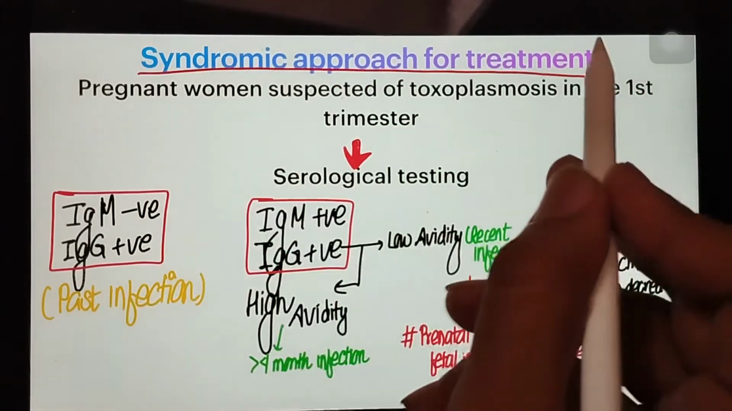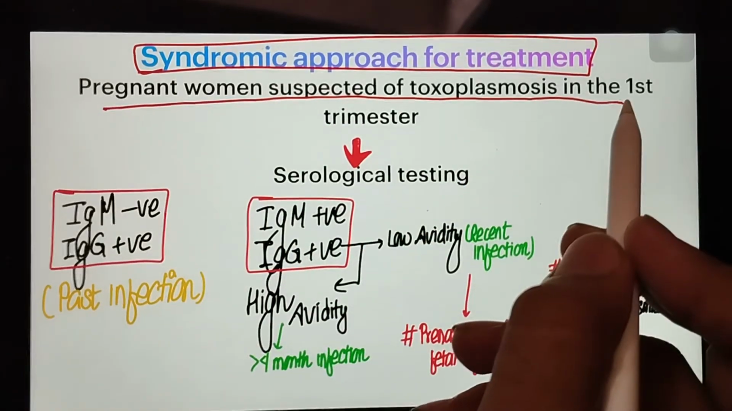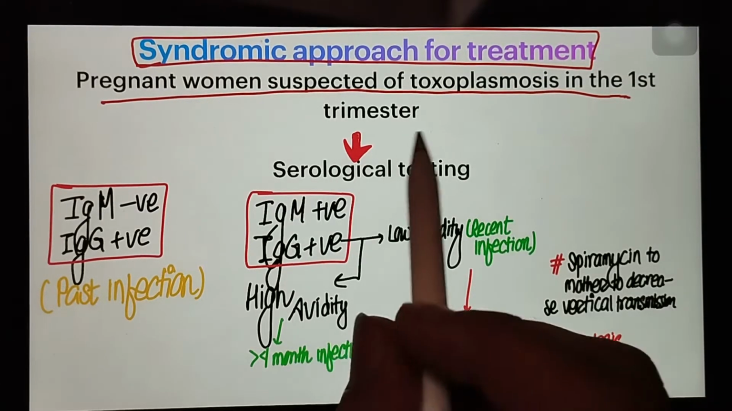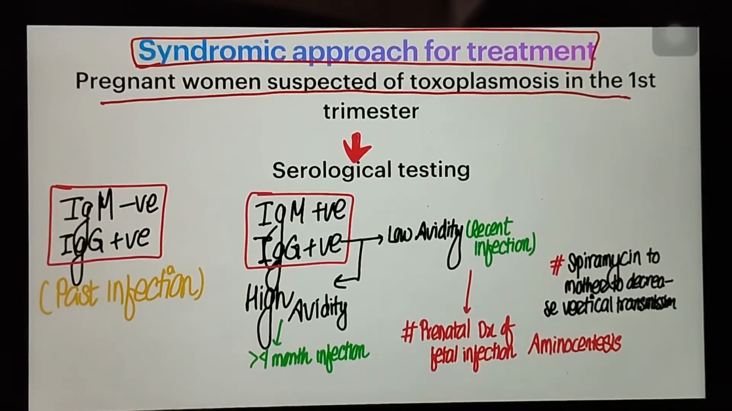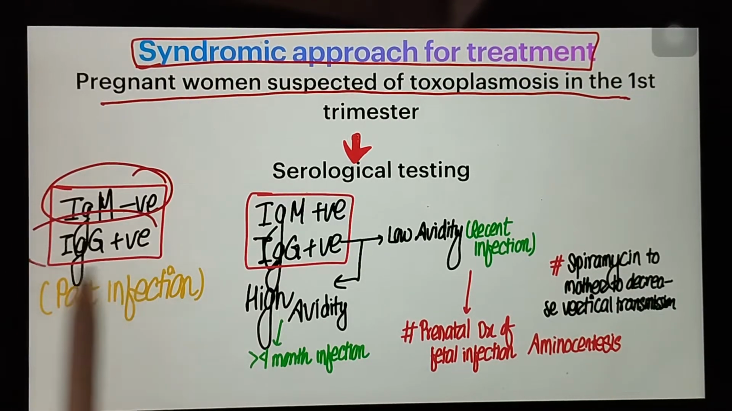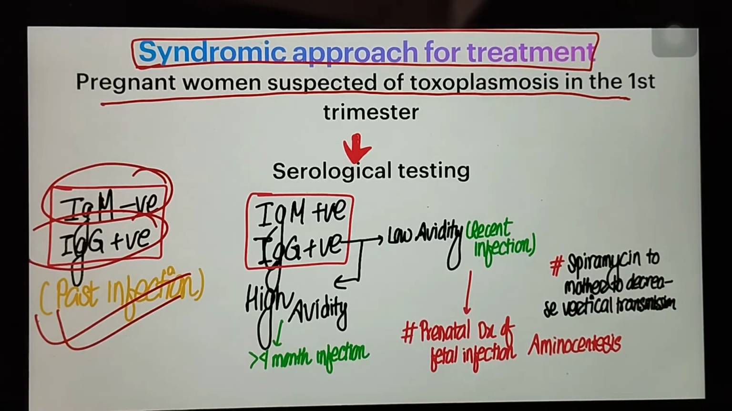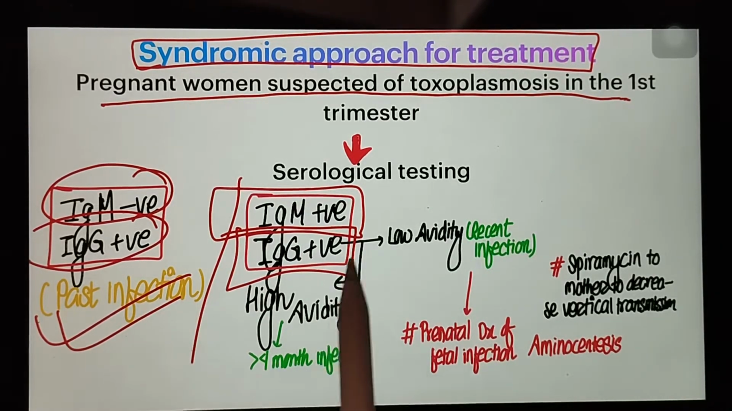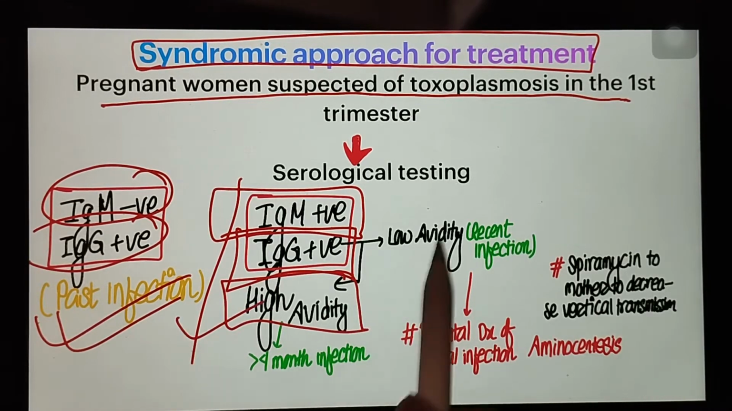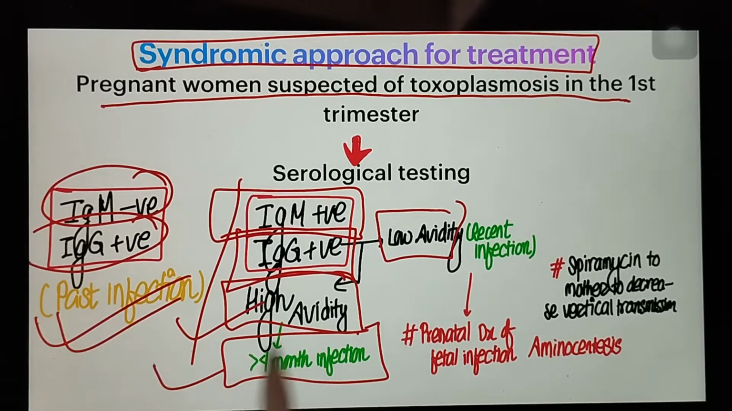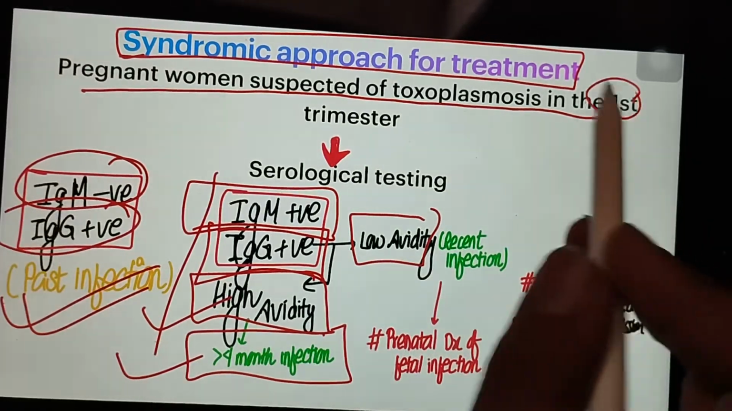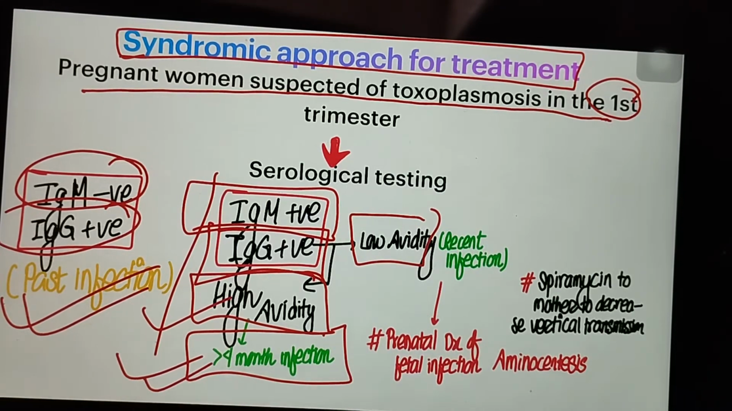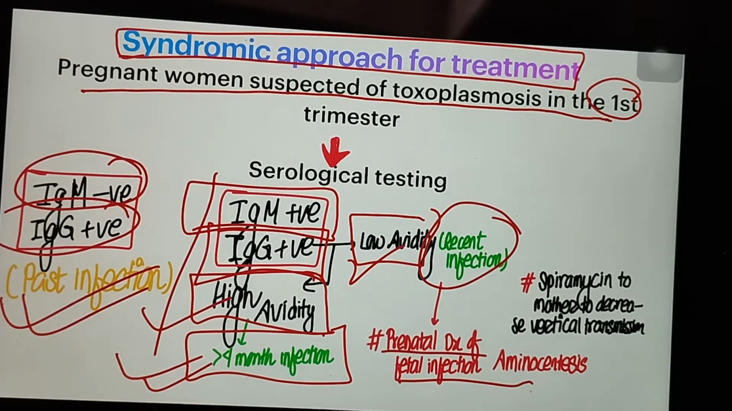So what is the syndromic approach for the treatment? For pregnant women suspected of toxoplasmosis in the first trimester, we have to do serological testing. If IgM is negative and IgG is positive, then it is past infection, so we do not have to worry much. If IgM is positive and IgG is also positive, we have to do the IgG avidity test, whether it is high avidity or low avidity. If it is high avidity, it is an infection of more than 4 months, so there is no risk. If there is low avidity, then it is a recent infection, so prenatal diagnosis of fetal infection must be done.